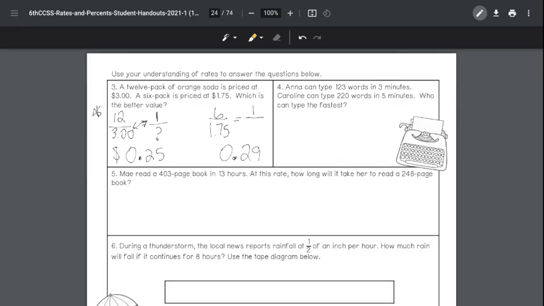Okay, so we want to know, what is the better value? Well, we're paying 4 cents less for every can if we get the 12-pack. So the 12-pack of orange soda is our better deal.